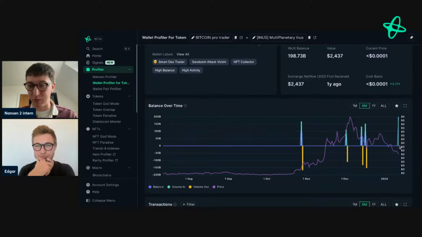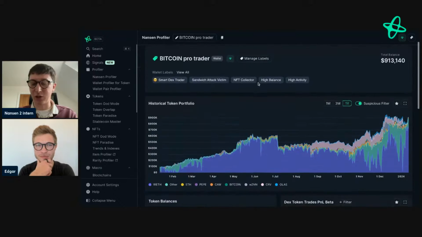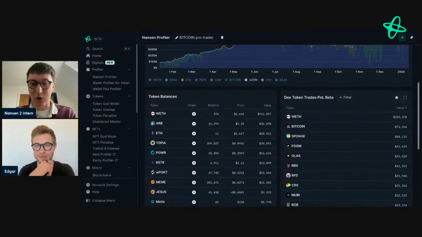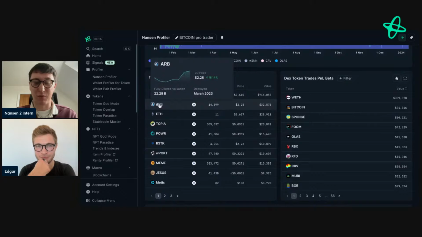They've just bought some now by the dip, by the looks of things. Maybe they're thinking that this has upside. As we know, this is a smart money DEX trader. Maybe this is a position that they're thinking is going well for them. You can see the other tokens that they're holding at the moment. I know Arbitrum is gaining a lot of momentum at the moment.